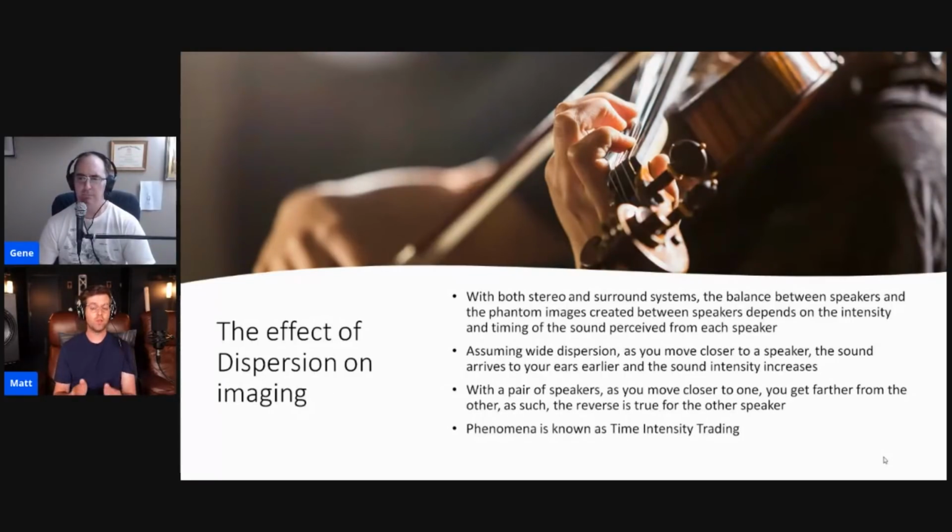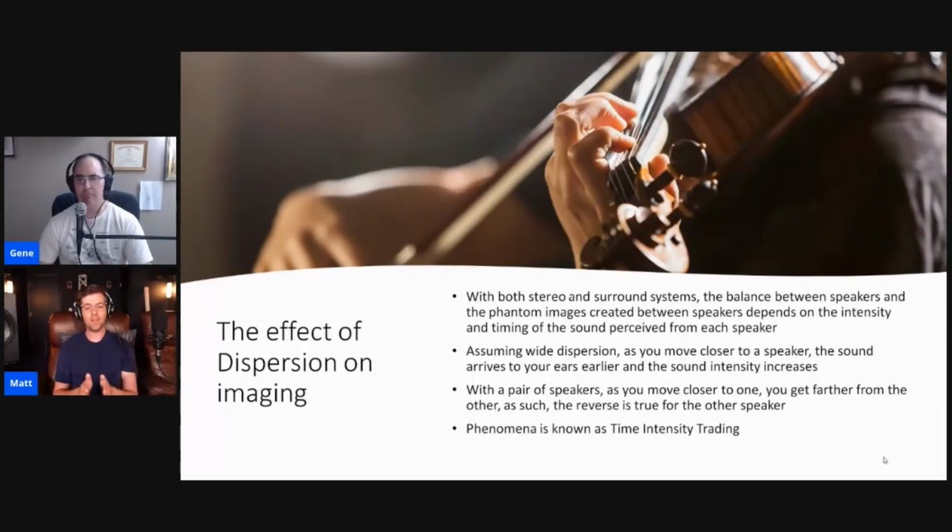Right. So the next point we're going to make related to this, you reminded me I need to be more clear on what I mean by. So I said, assuming wide dispersion, as you move closer to a speaker, the sound arrives to your ears earlier and the sound intensity increases. So something to keep in mind. When I say closer, I'm referring to lateral position. So you've got your left and your right speaker, you're dead center. You've got your seat and maybe a seat to your left and a seat to your right. If you move to the seat to the left, if you're on a couch, you slide over, you've become closer to the speaker on the left.